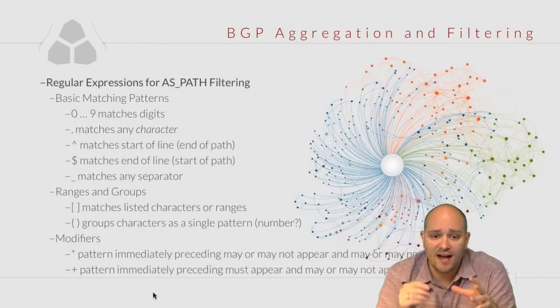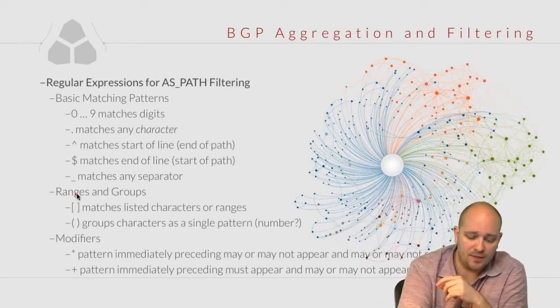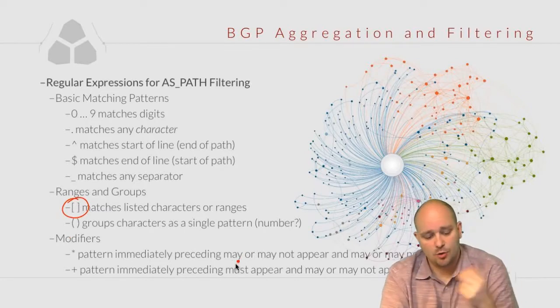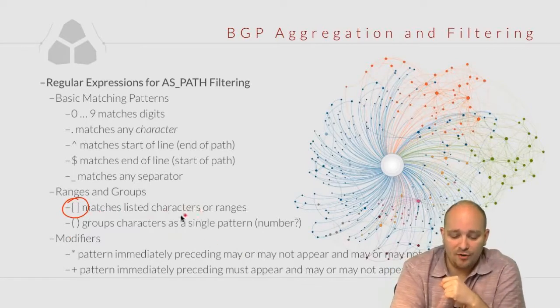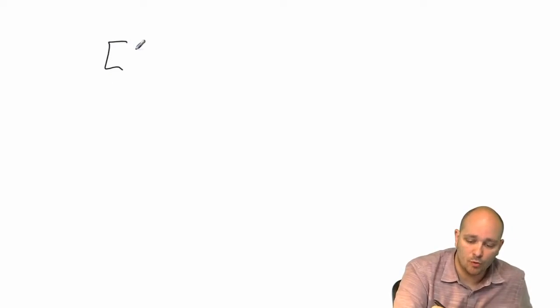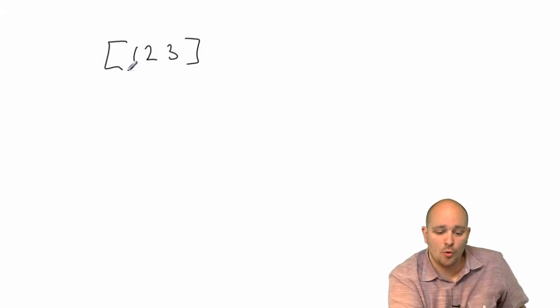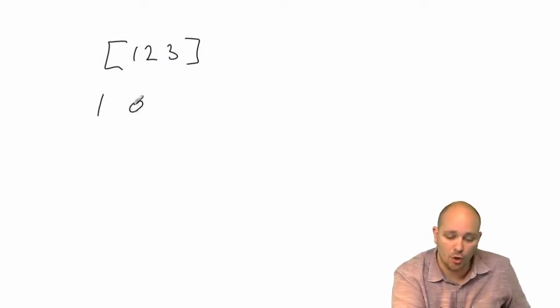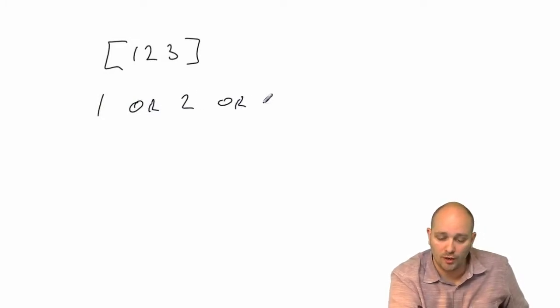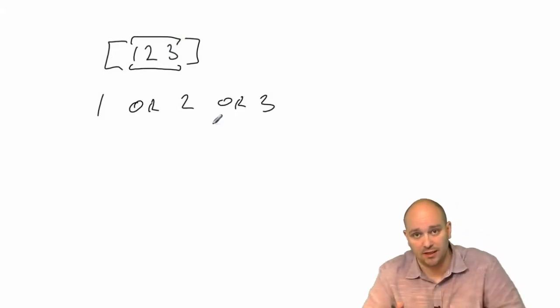There are some advanced concepts in the regular expressions. I'm just going to quickly mention them here. The brackets, the square brackets, they match listed characters or ranges. Now, what does that mean? So, for example, if we used 1, 2, 3 in brackets, this is not going to match 1 immediately followed by 2 immediately followed by 3. This is going to match 1 or 2 or 3.